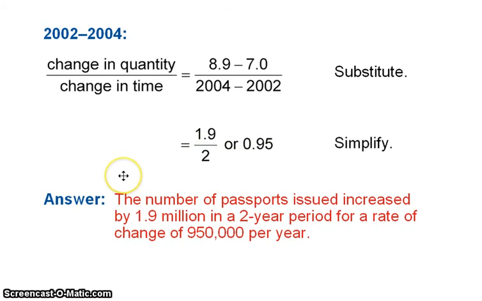And what that means is that the number of passports issued increased by 1.9 million in a 2-year period, for a rate of change of 950,000 per year. Okay, so here's kind of what they're looking for. This piece right here, 950,000 per year.